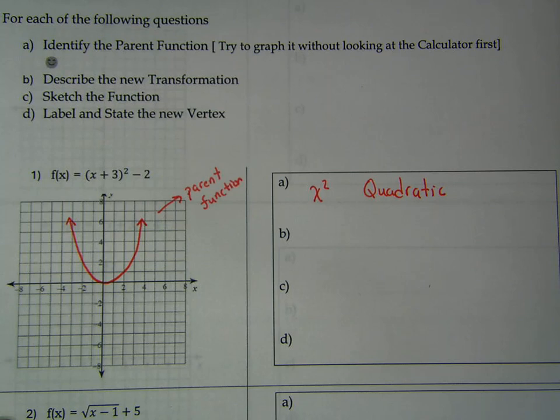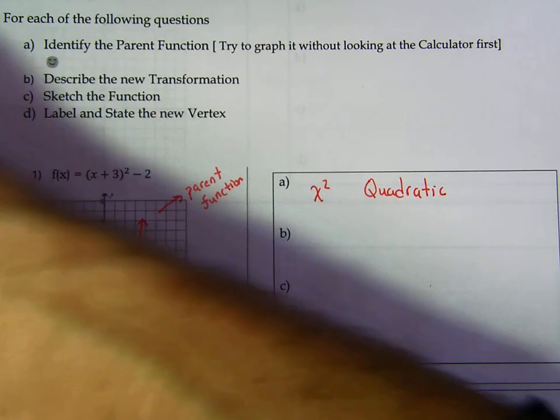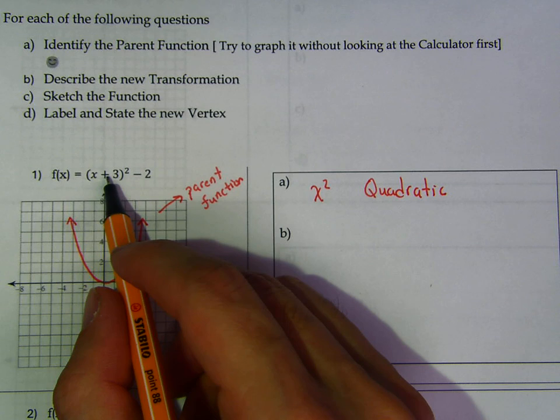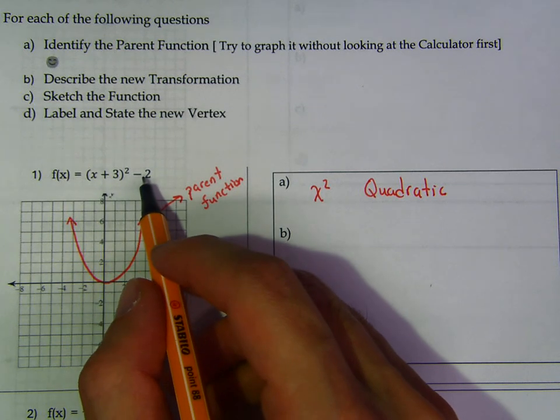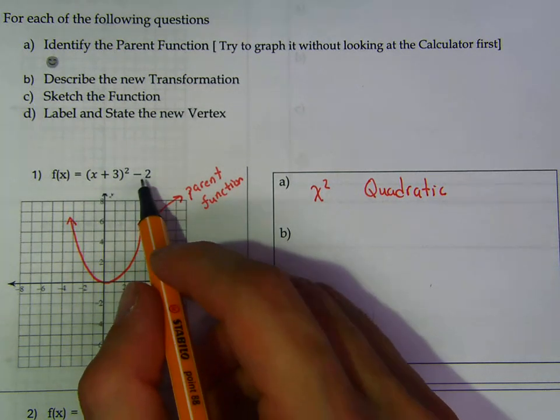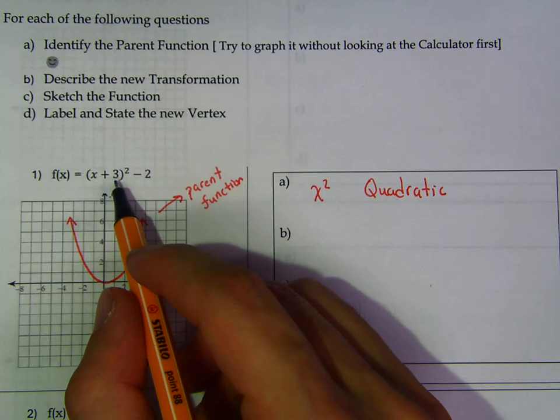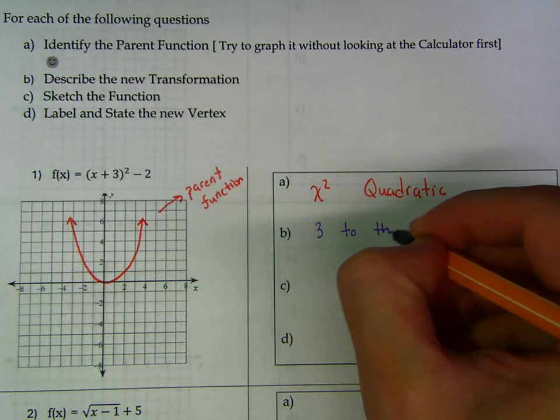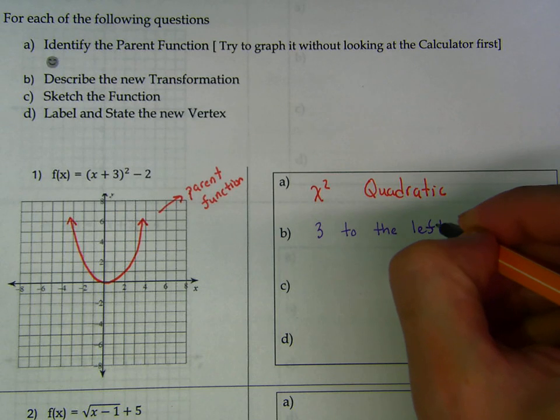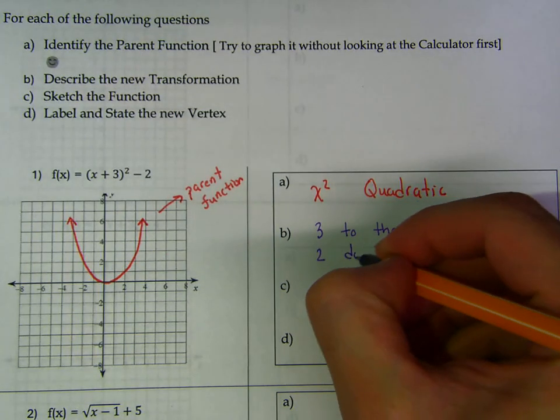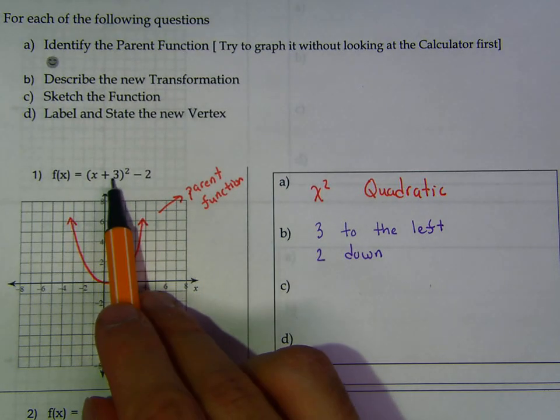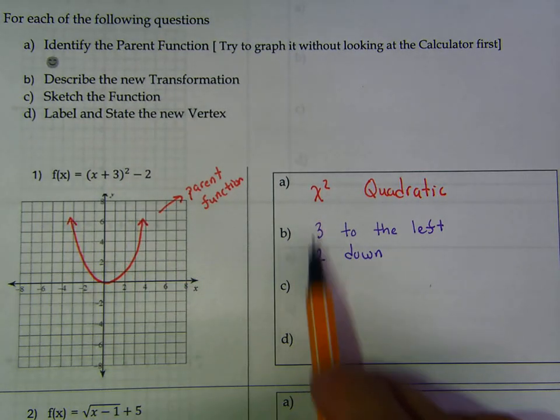Okie dokie. Now let's take a look at the transformation. Here, if I have plus 3 on the inside, minus 2 on the outside, what does this mean? This means 3 to the left, 2 down, because the inside controls left and right, the outside controls up and down.